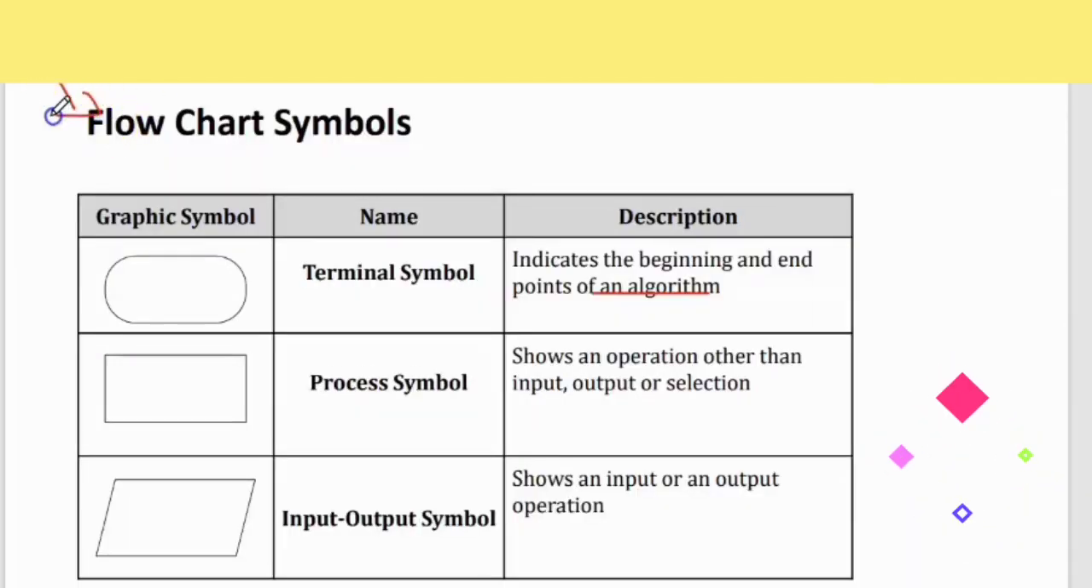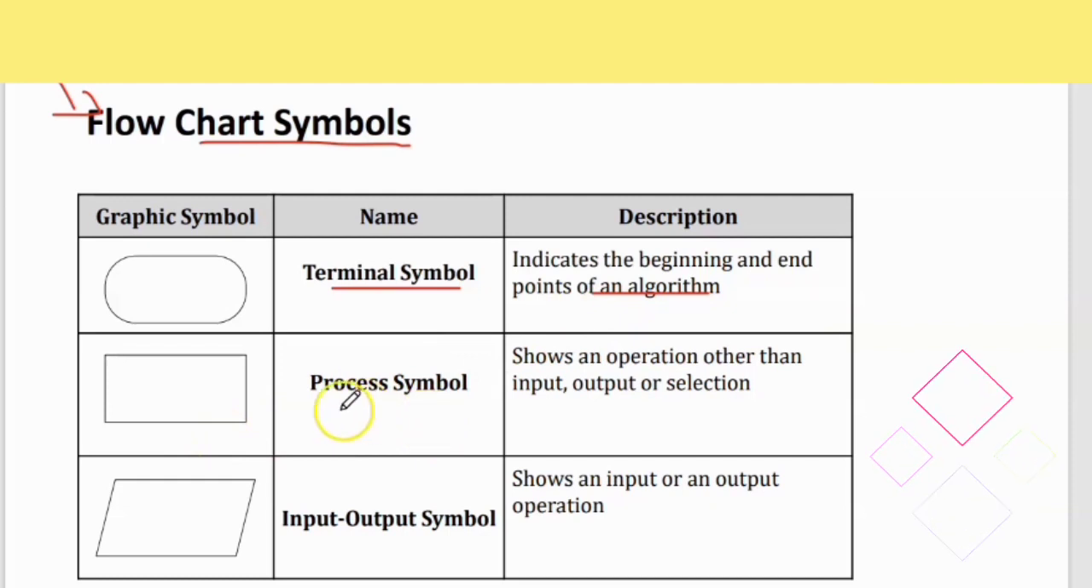Okay, next we see flowchart symbols. The first one we have is the oval shape, the terminal symbol. This one indicates the beginning and end points of an algorithm. So you have to remember, there shall be no more than 2 terminal symbols in a flowchart for an algorithm.